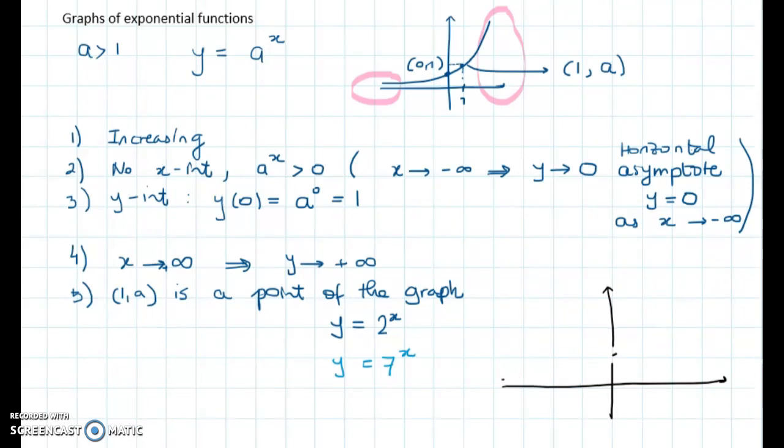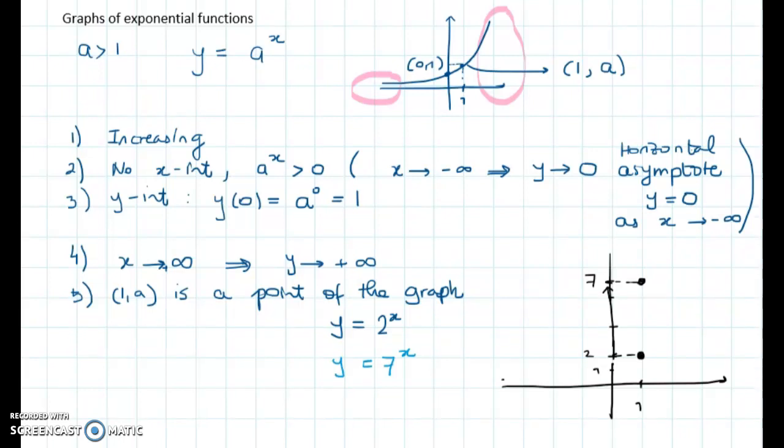We use this auxiliary point that I mentioned over here. I want to mark where the point 2 is on the y-axis, and where the point 7 is. So 2, 4, 6, let's extend this a little bit. Here is 7. So now we have 2 points for those functions.